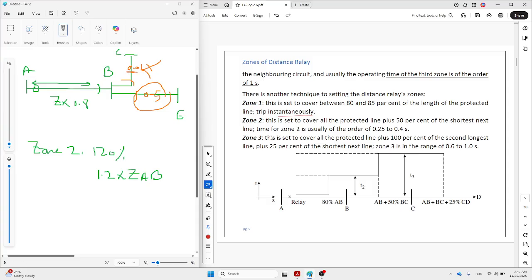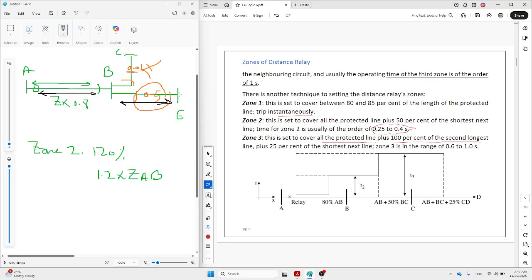So 50% of this one must be added. Okay. Then zone 3 is covering. The operating time for that one is also given. You can see for the previous one it was 0.3. For this one, you can set it between 0.25 and 0.4. The next one is in the way that we are covering the full main transmission line, the whole protected line, plus 100% of the next longest. So the next longest again, 100%.